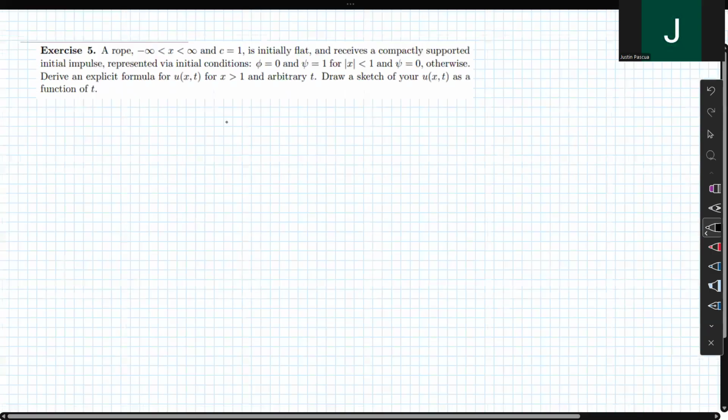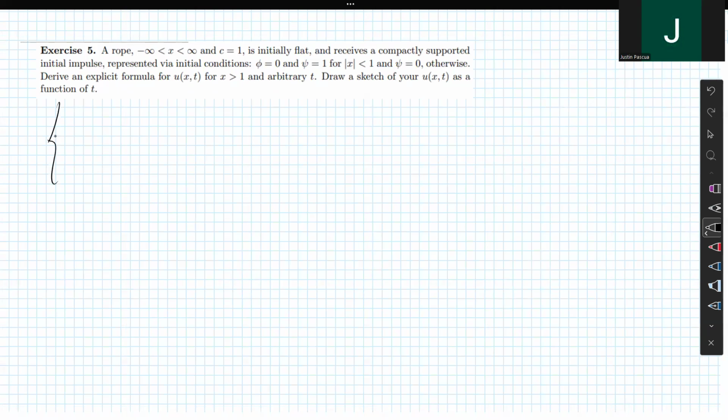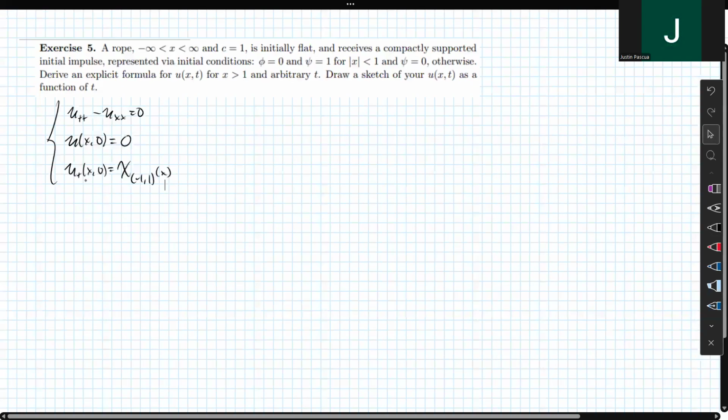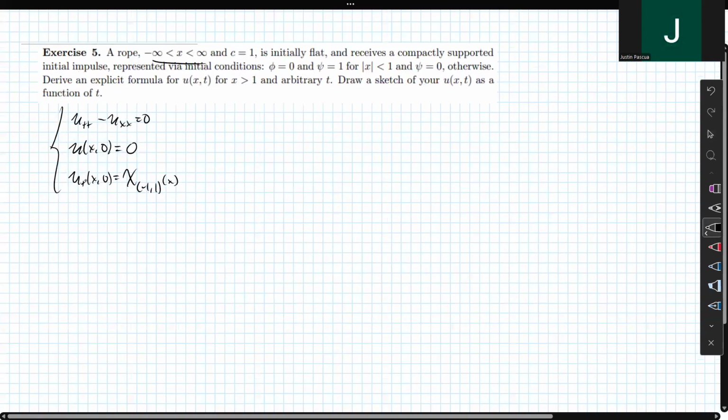So this is problem 5 on homework 2. This is just the wave equation with c equals 1, and with the initial conditions that u is identically 0 at time 0, and its time derivative is the characteristic function from -1 to 1. So this is just the wave equation on an infinite domain.